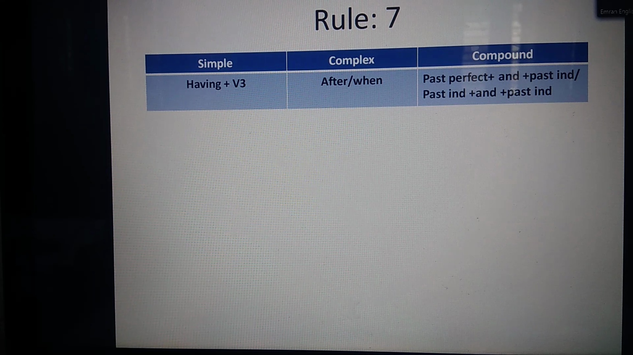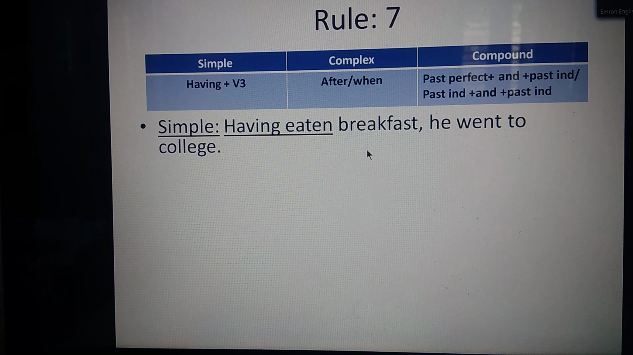Some people might feel a bit of difficulty in changing these types of sentence. So let us not focus on the rule, but on the sentence I am showing you. Having eaten breakfast, he went to college.